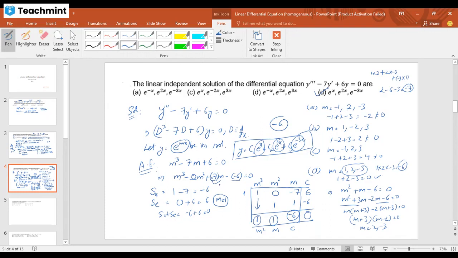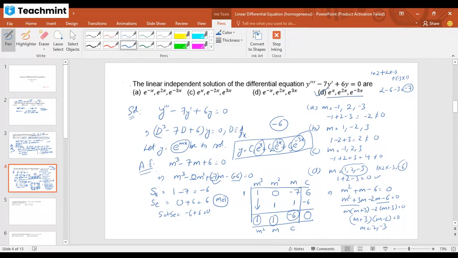So you can verify here. This represents the sum of roots taken 2 at a time. This is the product of the roots and this is the sum of the roots. So the sum of roots is 0, the sum of roots taken 2 at a time is minus 7, the product of the roots is minus 6. So in this case, it satisfies all the conditions. So we can say that this is the solution.